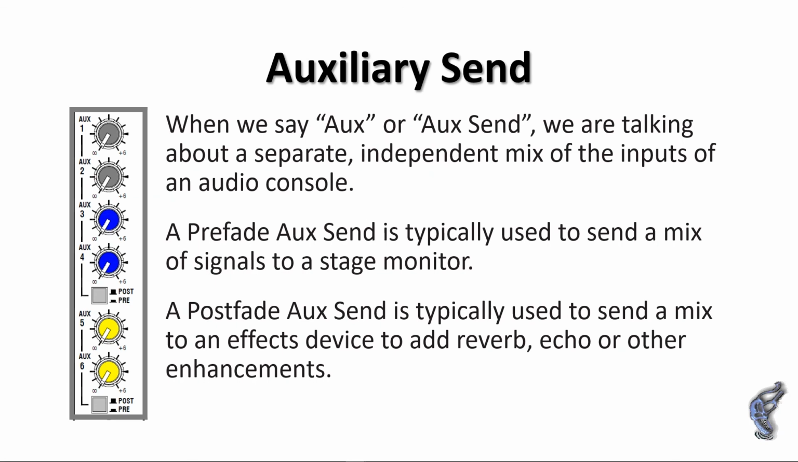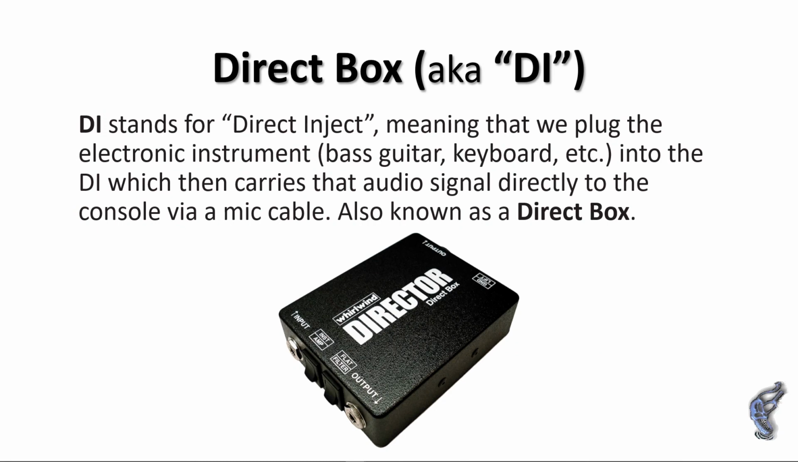When we say aux or aux send, we're talking about a separate, independent mix of the inputs on the audio console. The aux send is typically used to send a mix of the signals to a stage monitor or to an effects device to add reverb. DI stands for direct inject, meaning that we plug the electronic instruments like a bass guitar or keyboard into the DI, which then carries that audio signal directly to the console via mic cable. It's also known as a direct box.